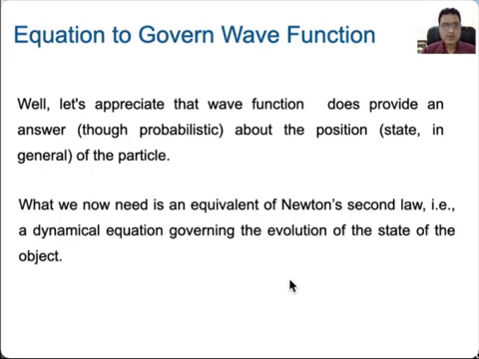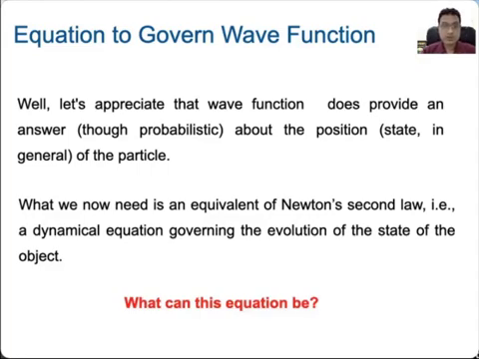Now we could ask: what we need is an equivalent of Newton's second law, a dynamical equation which governs the evolution of the state of the object. So how your psi(x,t) changes as a function of time or as a function of position, for that we need some kind of equation of motion. The equation of motion in the classical world is known as Newton's second law, or Newton's equation of motion. This is the same thing we need in the quantum world. So what can this equation be?